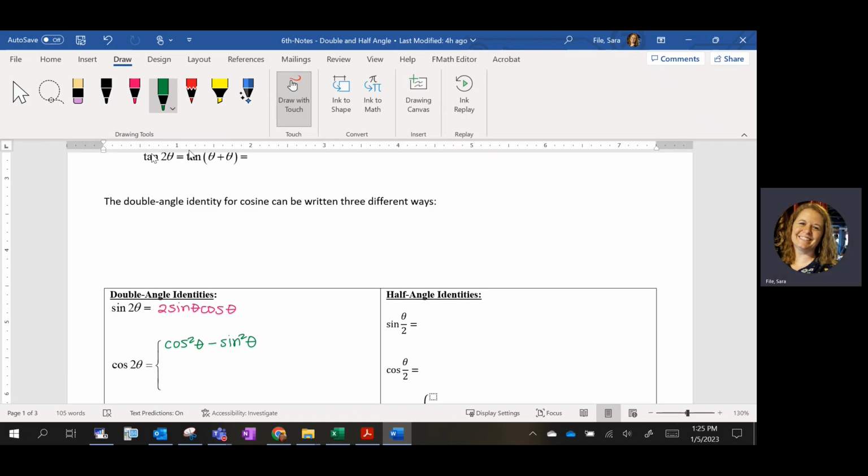I'm going to skip tangent for now. We're going to keep focusing on cosine because this is where it talks about it can be written 3 different ways. Okay, so I'm going to go ahead and write this one again.